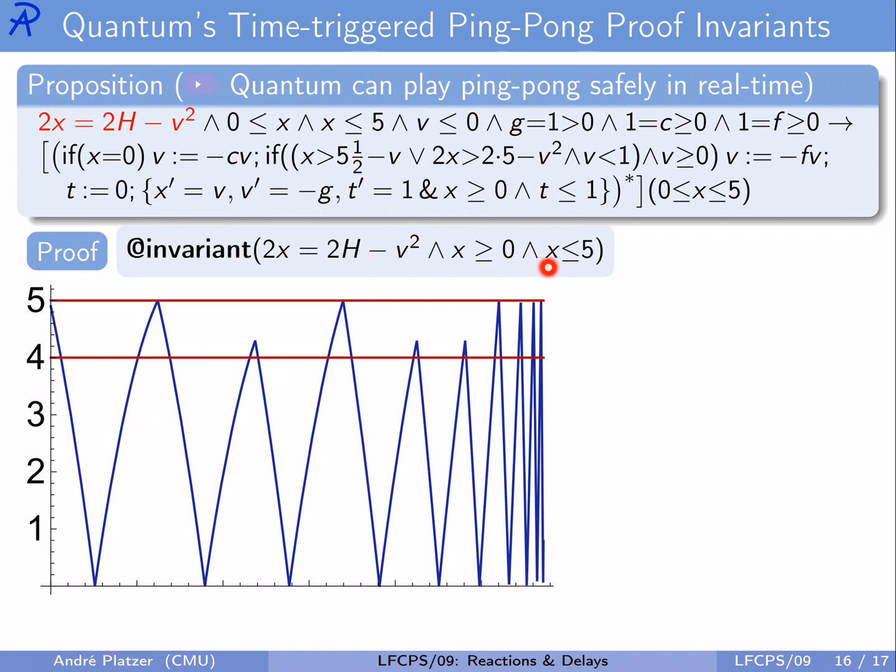Well, if this conjunction is true right after, it's going to be true always after running the ODE as well. Essentially a rapid bouncing ball proof, because this was the bouncing ball invariant. And if we knew this, then we also know that. So what happens to the velocity here?